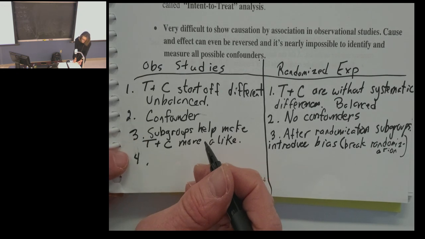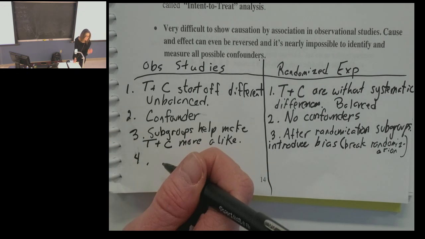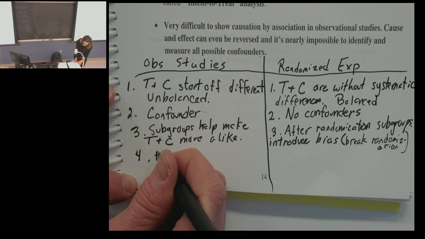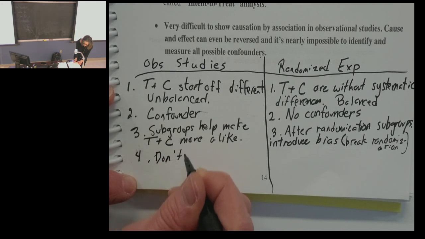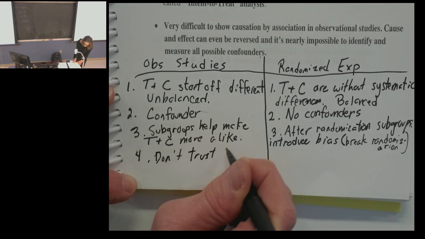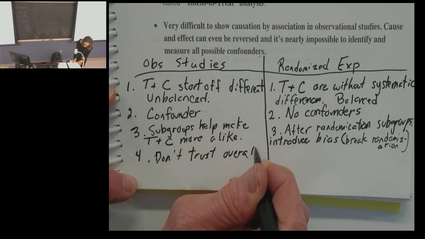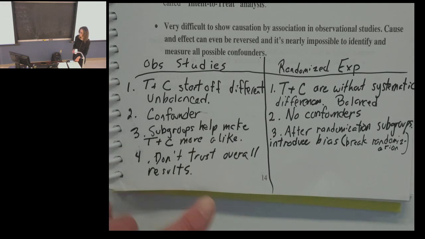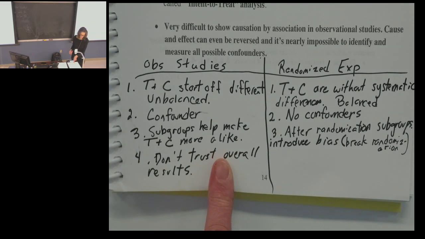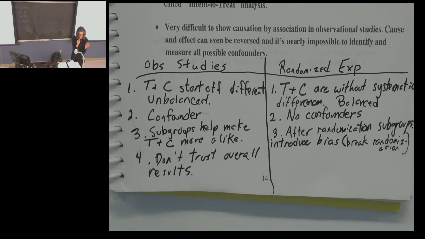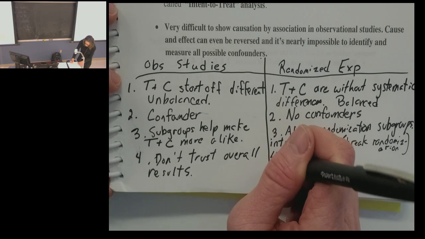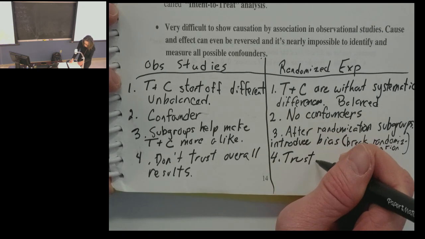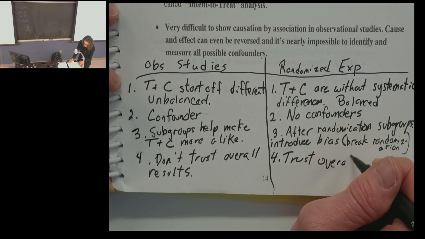And then we trust the results of the subgroups, and you don't trust the overall results. This was a little bit confusing. Don't trust the overall results, like in Simpson's paradox. Simpson's paradox was an example of that, where you have to break into subgroups. Whereas here, you want to trust the overall results, because it started off good.